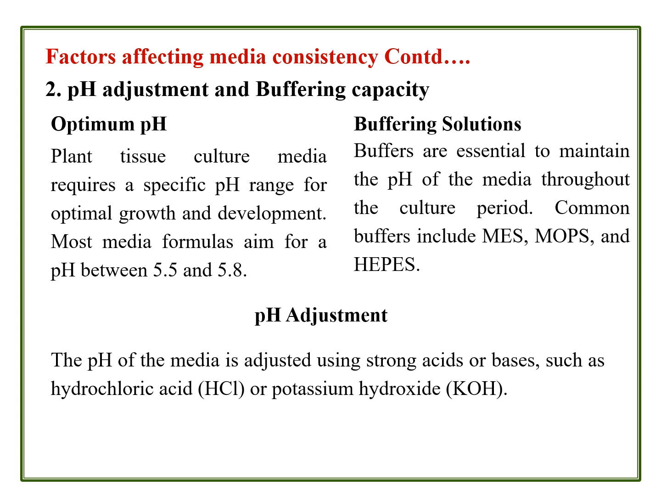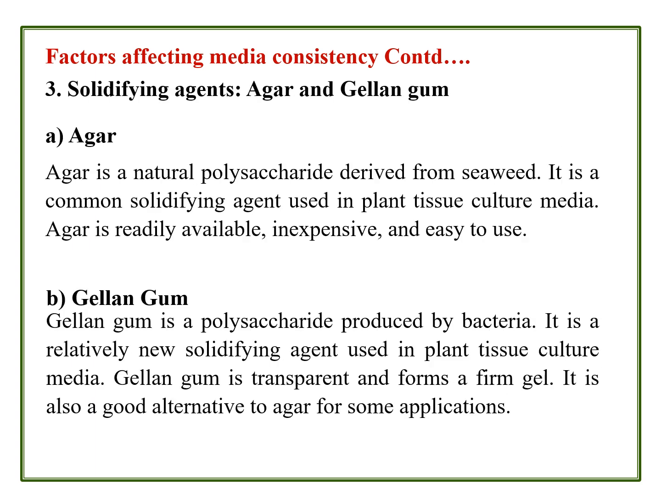Generally, the pH adjustment in plant tissue culture medium is attained using strong acids or bases, including hydrochloric acid or potassium hydroxide. The other factors affecting media consistency include the solidifying agent, that is agar or gellan gum. Agar is obtained from marine seaweed, that is Gelidium species or Gracilaria species.